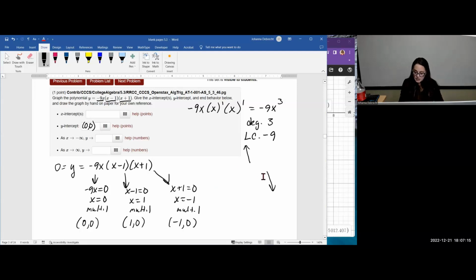Now, we know that it's going to do like this on the edges. So as x goes to the right, it goes down. So the y value goes to negative infinity. So as x goes to positive infinity, y goes to negative infinity. And as x goes to negative infinity, that would be going to the left, then the y value goes to positive infinity. Right?